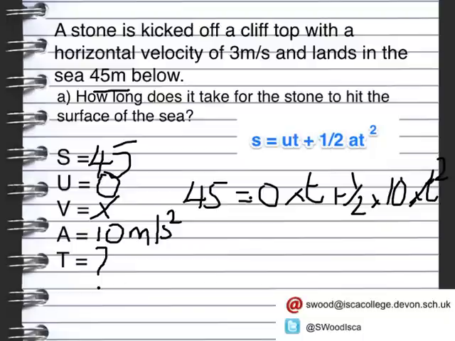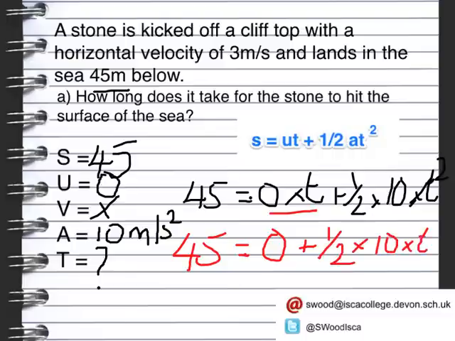So let's have a look at how we set this out. Let's go through and see if we can do some working out here. So we've got 45 is equal to, now 0 times t is equal to 0. So then we've got a plus half times 10 times t squared. Now I'm going to move on to a new slide so we can take this calculation and go on to the next section.